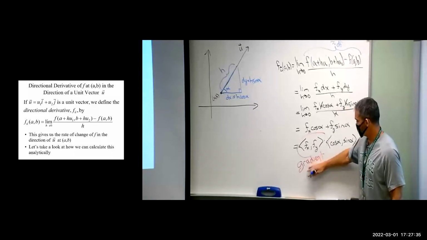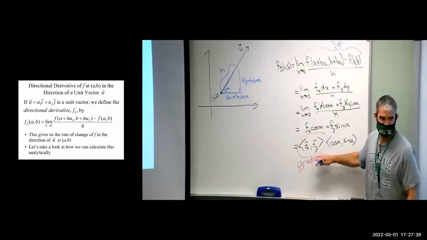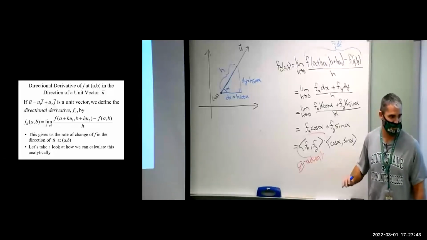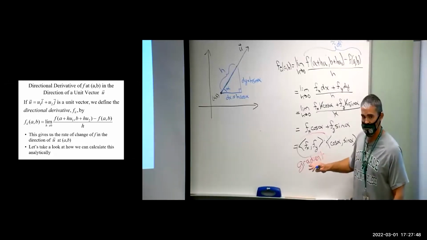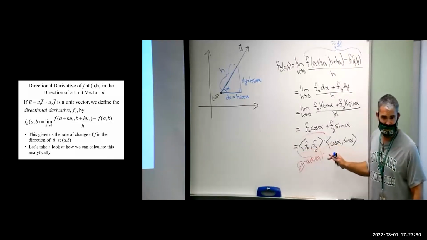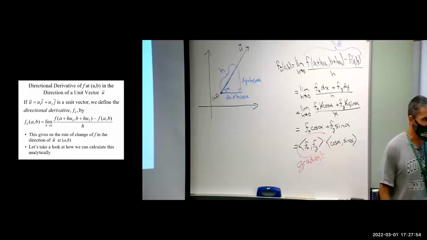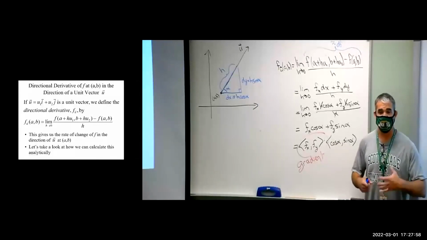Now this whole thing is the directional derivative. The gradient is used to find the directional derivative. All you have to do is take your gradient and dot it with a unit vector in the direction that you're interested in. We'll do an example of that later, but I just want to really beat home the importance of the gradient.